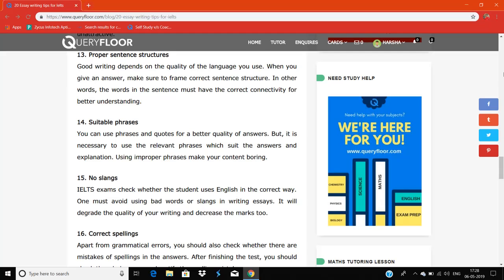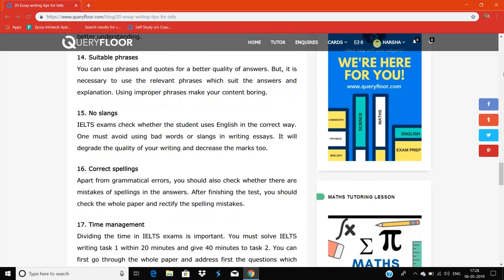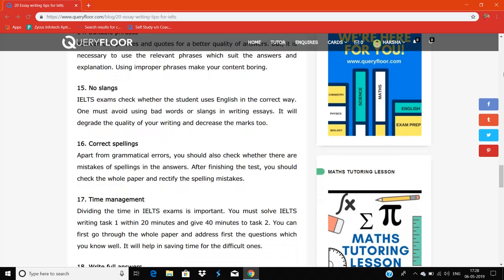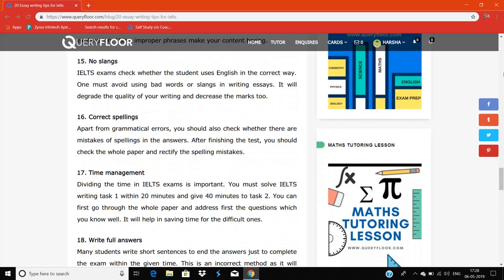Proper sentence structures. When you give an answer, make sure to frame correct sentence structures. In other words, the words in the sentence must have the correct connectivity for a better understanding. Suitable phrases. You can use phrases and quotes for a better quality of answers. Whenever necessary, you can put some relevant phrases which suit the answers and explanations. Using improper phrases makes your content boring though. So make sure to use only those quotes which you are very comfortable with and you understand the meaning correctly.